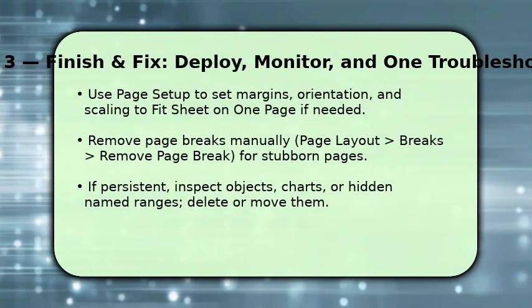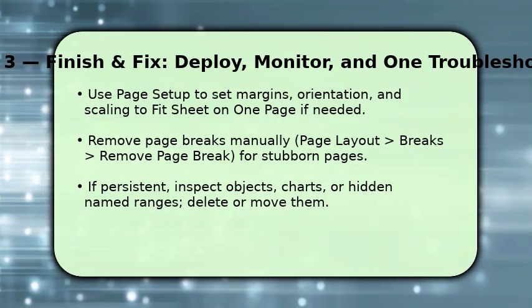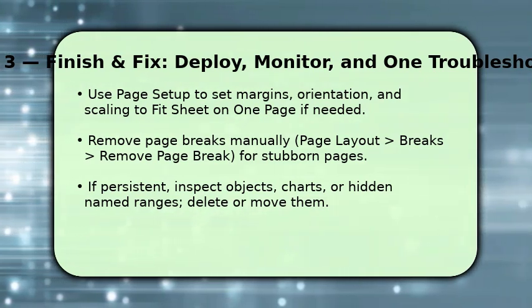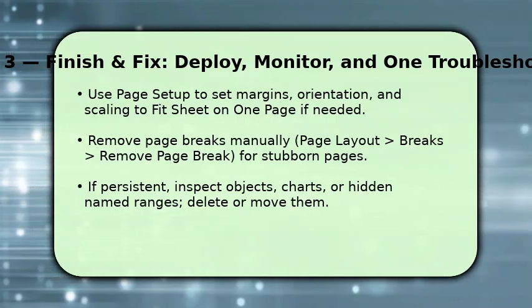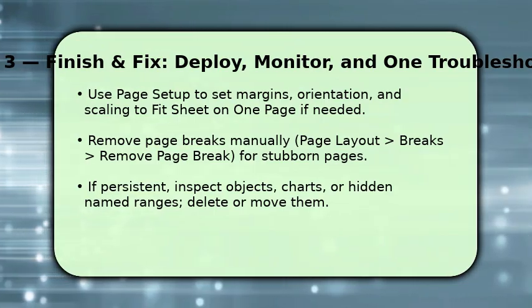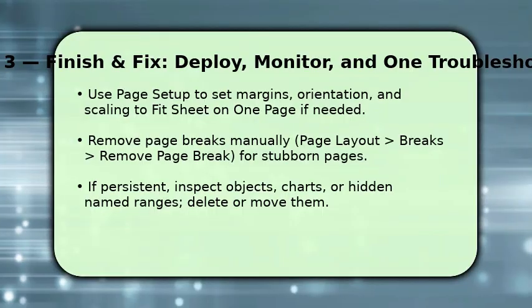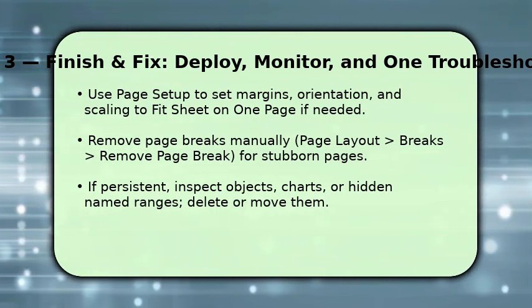Finish by adjusting page setup. Set margins, orientation, and use scaling like fit all columns or fit sheet on one page when appropriate. This often eliminates small overflow. If an extra page still appears, remove manual page breaks one by one and recheck preview. Make sure to inspect floating objects, charts, or hidden named ranges because they can anchor extra pages.